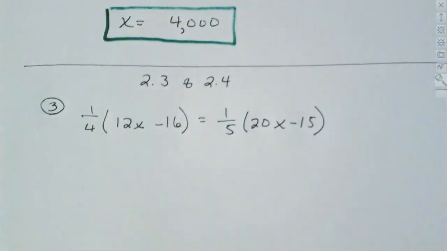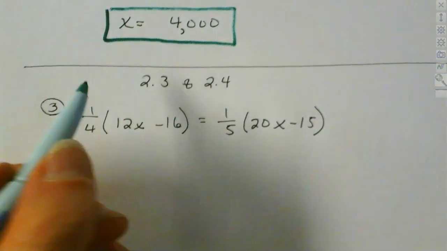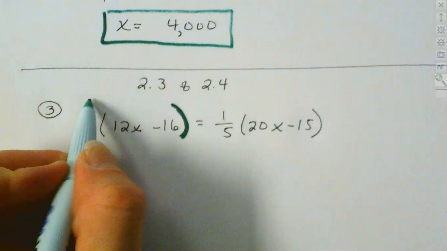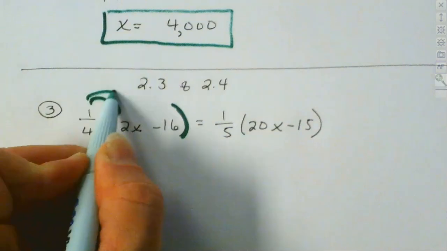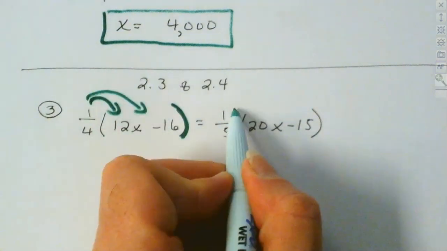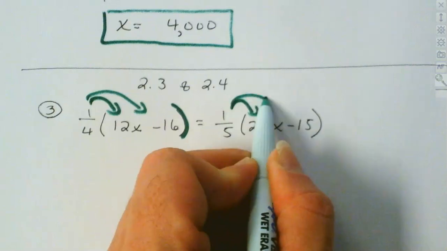Okay, so when I see this type of question, first thing I notice is I have parentheses, right? So those have to be dealt with first. Before anything else is done, we have to deal with the parentheses. Then we can clear the fractions. But before we even do that, we have to deal with the parentheses. So that 1/4 gets distributed through. And this 1/5 gets distributed through.